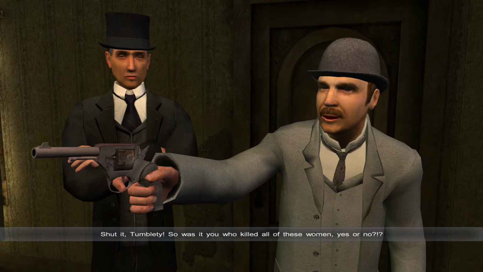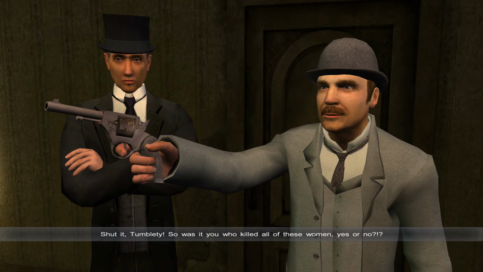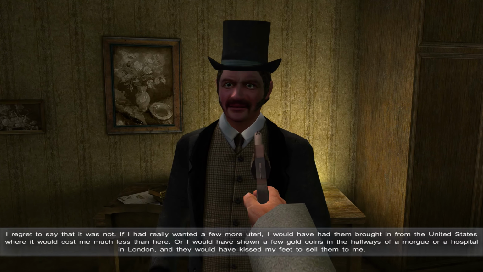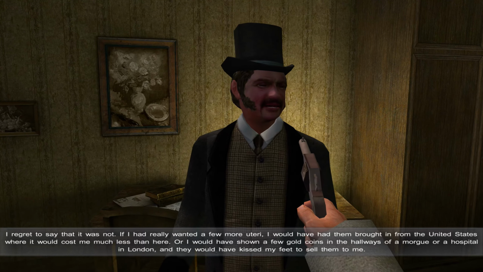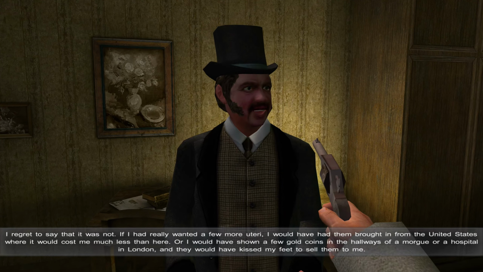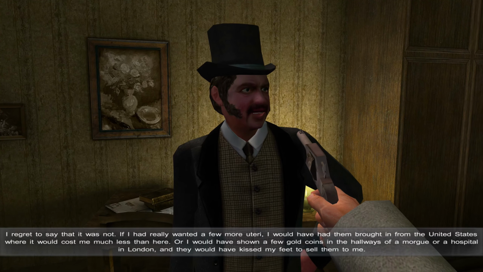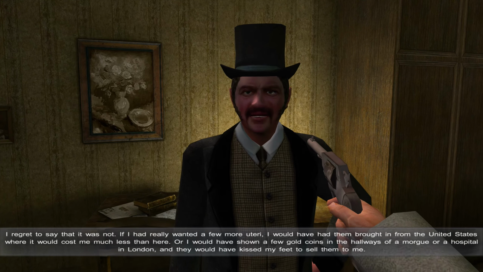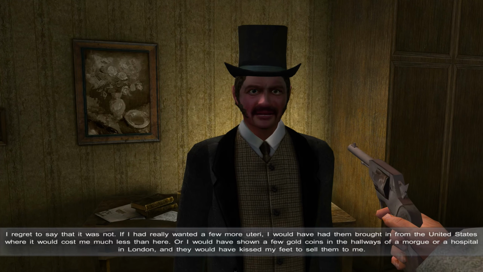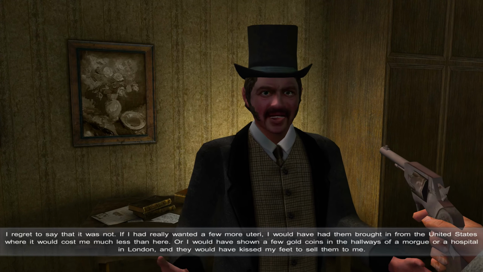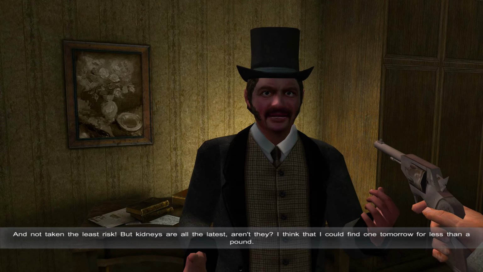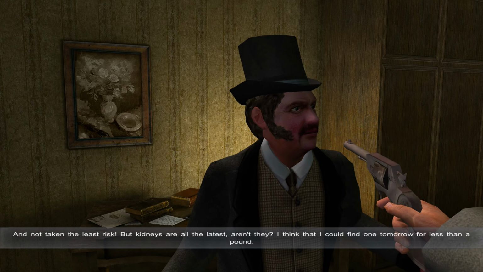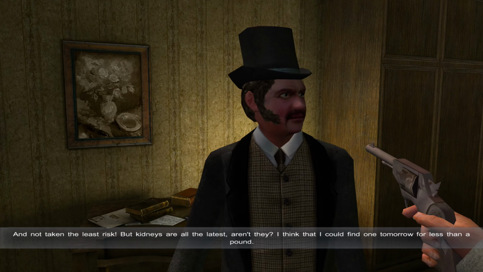So, was it you who killed all of these women? Yes or no? I regret to say that it was not. If I had really wanted a few more uteri, I would have had them brought in from the United States, where it would cost me much less than here. Or I would have shown a few gold coins in the hallways of a morgue or a hospital in London, and they would have kissed my feet to sell them to me, and not taken the least risk. But kidneys are all the latest, aren't they? I think that I could find one tomorrow for less than £1.